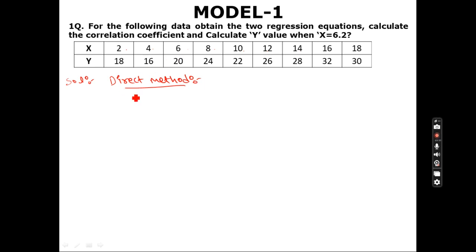Reading the question is very important. First understand: the following are the data obtained, and find the two regression equations and calculate the coefficient of correlation r, and find the value of y when x equals 6.2.